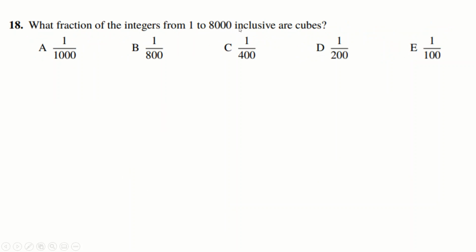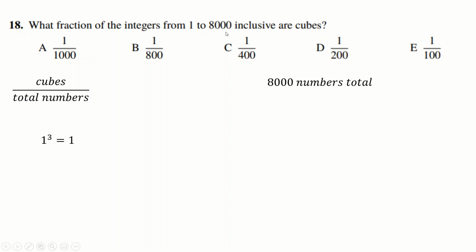Okay, what fraction of integers in between these things are cubes? Now there are 8,000 numbers here. And we're looking for cubes over total numbers as a fraction. So how many cubes are there up to 8,000? Well, if you want to, you can start working out some cubes. 2 times 2 times 2 is 8, 27, 64.